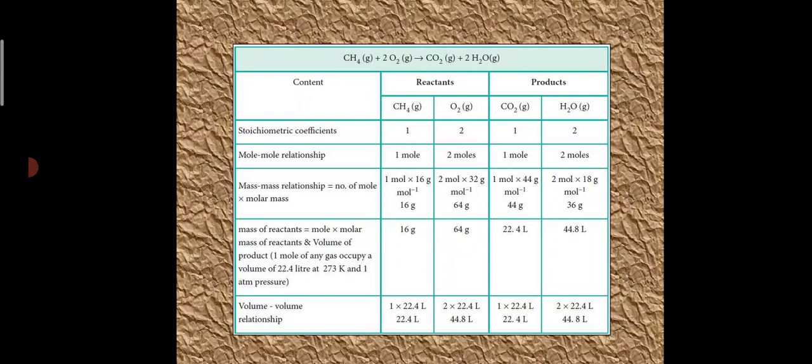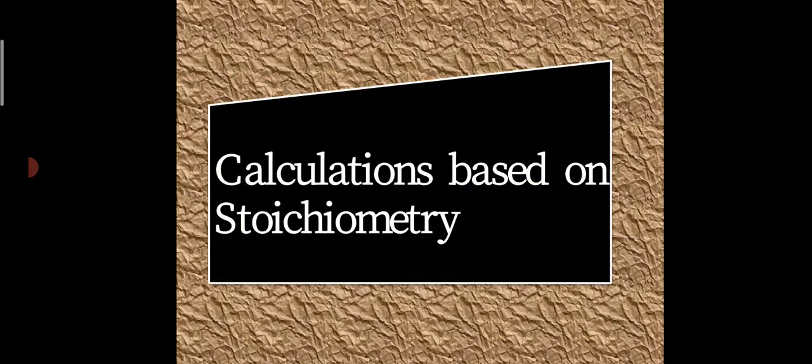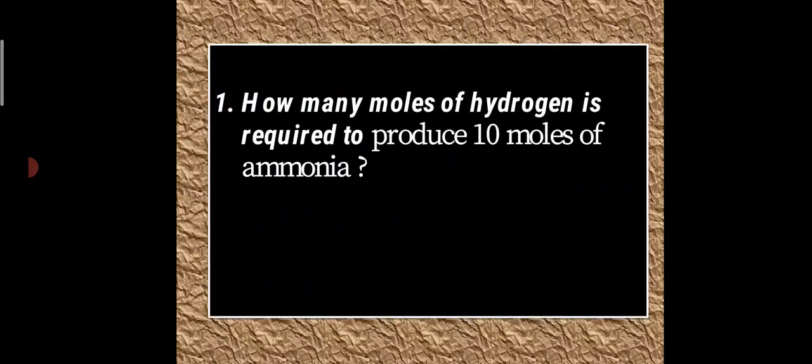So next volume relationship பாத்தீங்கன்னா, since all these are gases we have to get the volume relationship. எல்லாமே gaseous stateல இருக்கு. So multiply everything with 22.4 liters with this coefficient. So 1 mole into 22.4, 2 mole into 22.4, 1 mole into 22.4 and 2 mole into 22.4. These are the stoichiometric calculations. Now based on this calculation, we are having few problems.